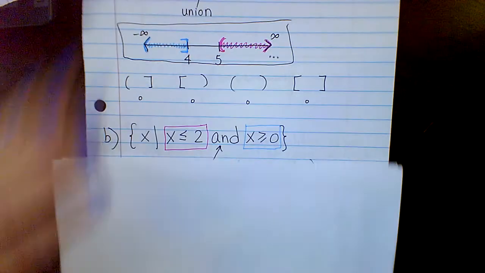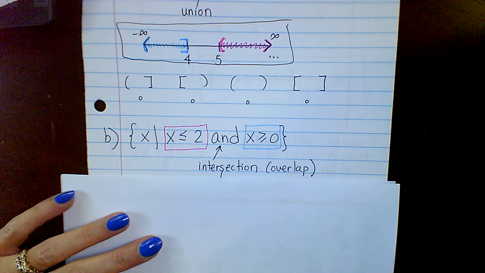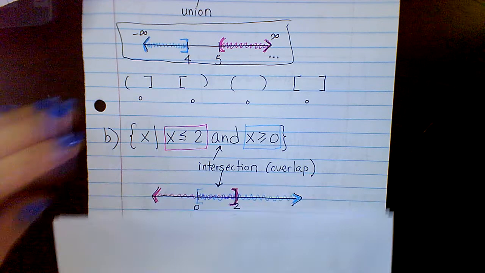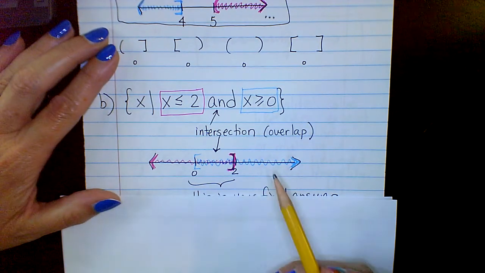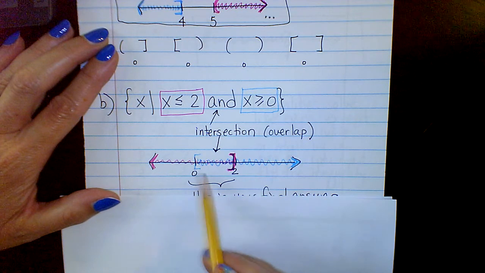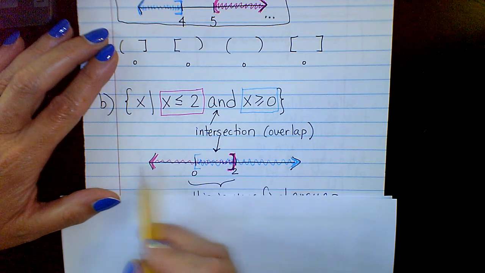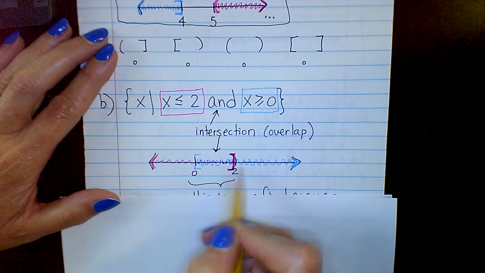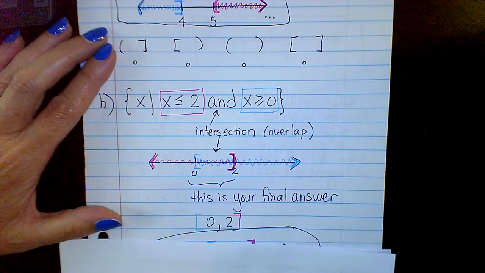Okay, so this one's going to be an intersection because it says the word and. So or is union, and is intersection. So less than or equal to 2 and greater than or equal to 0. So here's what we're going to do. We're going to graph them on the same number line. Greater than or equal to 0 is going to be a bracket and then everything bigger than 0. Less than or equal to 2 is going to be a bracket and then everything below 2. The overlap is anything shaded in red and blue. So that's that 0 to 2.